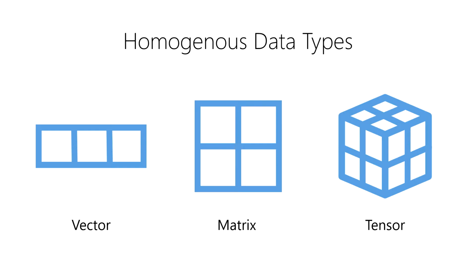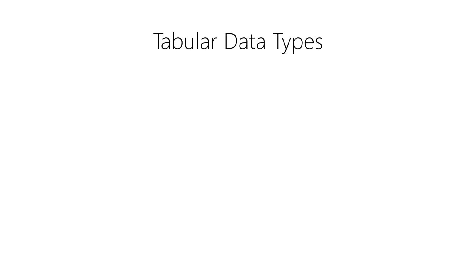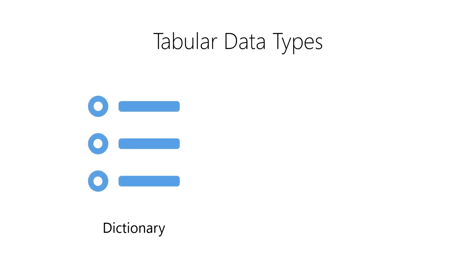Tensors are typically used to create deep neural networks in machine learning, which is where the deep learning framework TensorFlow gets its name. Next, we have composite data types that represent tabular data. First, we have a dictionary, which is a two-column table that stores a list of key-value pairs. A dictionary, also known as a lookup table, is used to quickly retrieve data by a unique identifier.